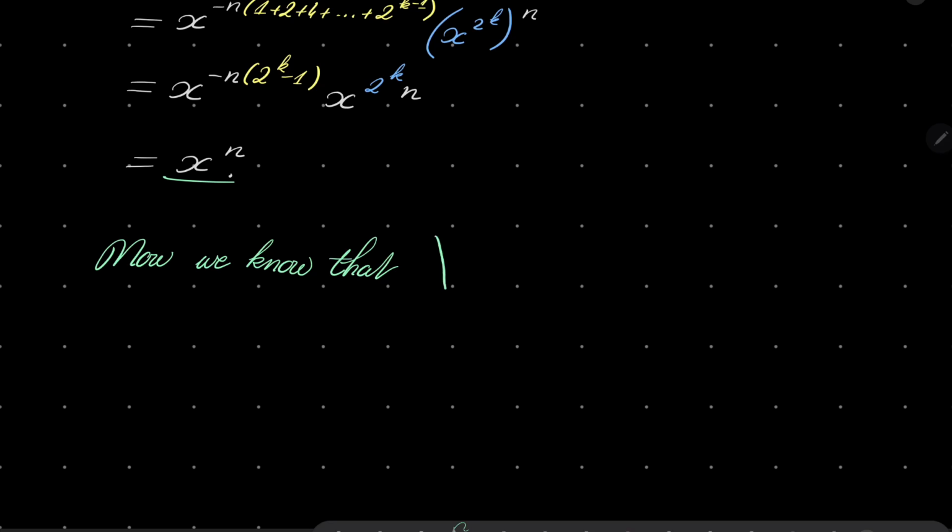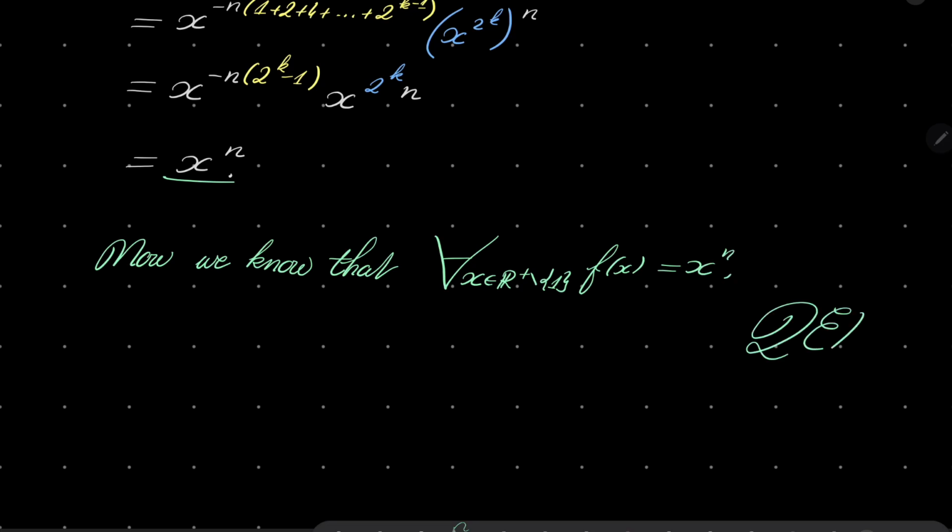So now we know that for every positive real number but not 1, f of x equals x to the power of n, which is exactly what we wanted. And that closes our problem.